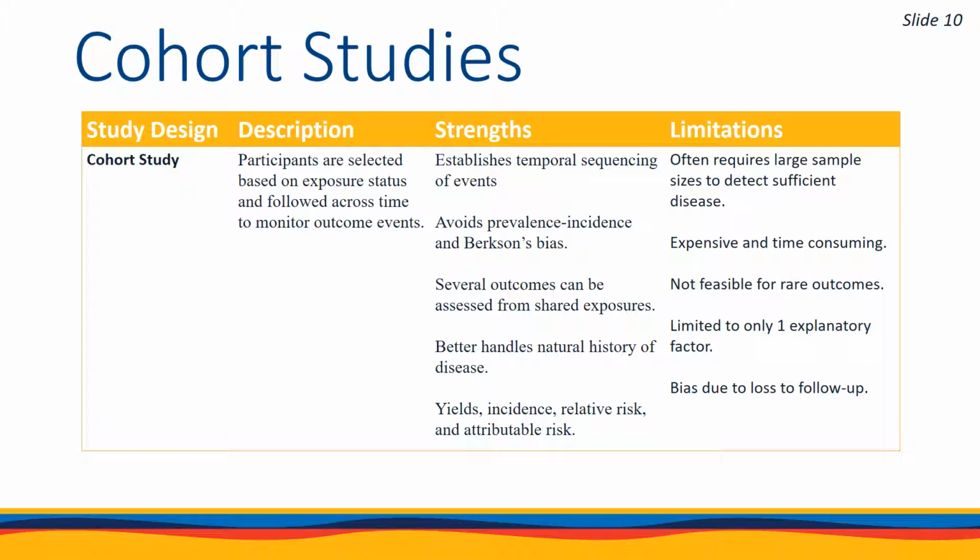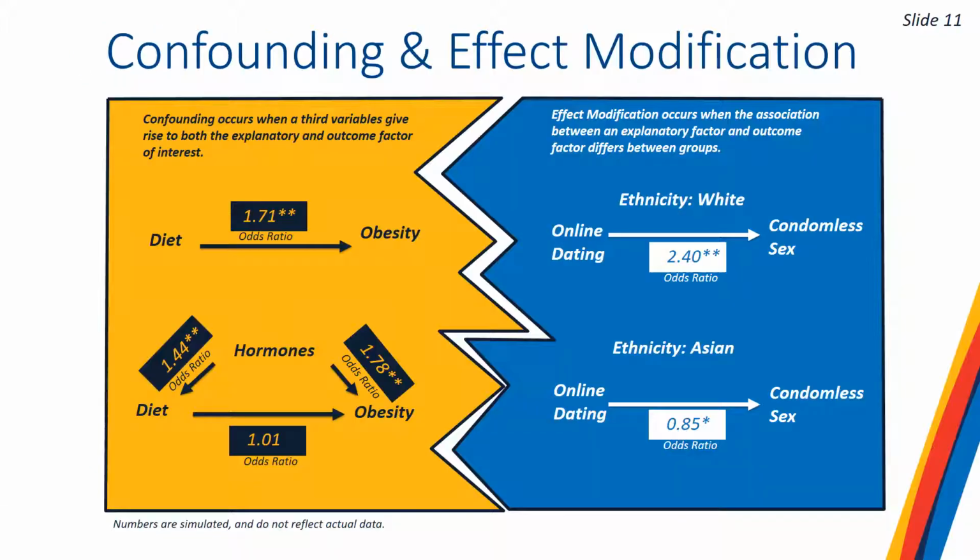For instance, on slide 11 I show some path models for two instances of the sort of complexity that might introduce bias into even a well-executed study. The first is confounding and occurs when a third extraneous variable gives rise to both the explanatory and outcome factor of interest, perhaps explaining the association between the two. The second is effect modification, which occurs when there are different effects between different groups, for example by ethnicity or gender or country.